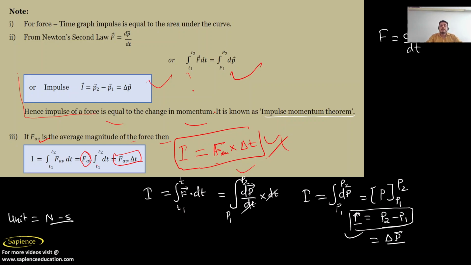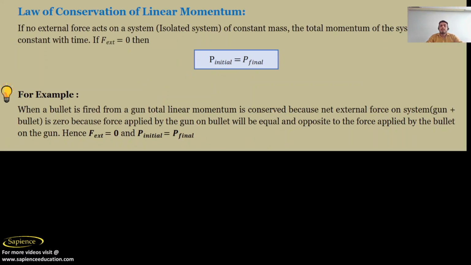I hope this topic is clear now. Now, the important topic is the law of conservation of linear momentum. What does this mean? See, the law of conservation of linear momentum: if no external force acts on the system, or an isolated system of constant mass, the total momentum of the system remains constant.